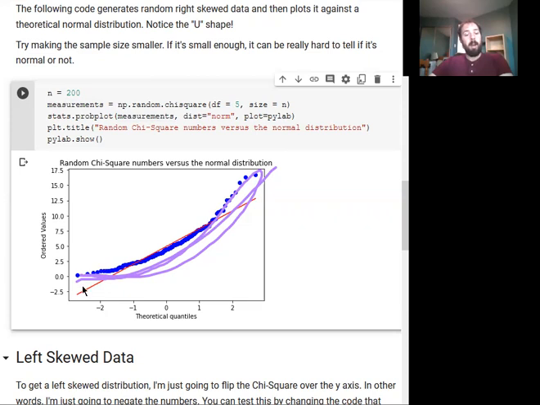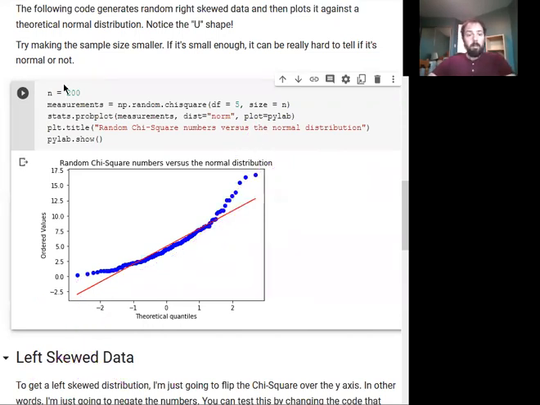Again, from the previous video, it's points down here that are big outliers in the negative direction and big outliers in the positive direction. We have no outliers in the negative direction, but we do have in the positive direction. And so we get this shape.